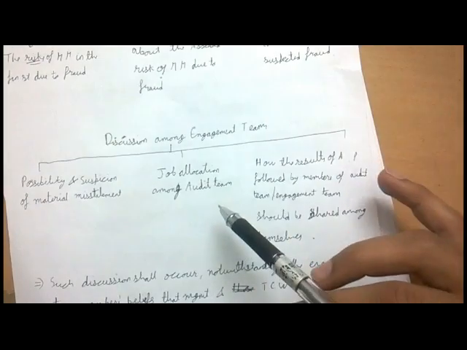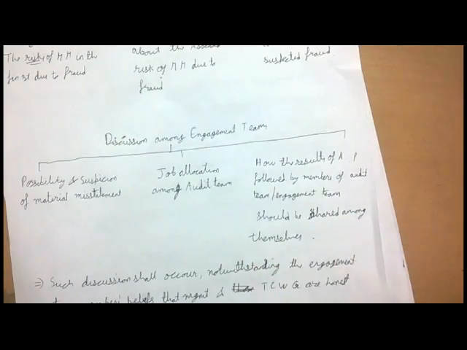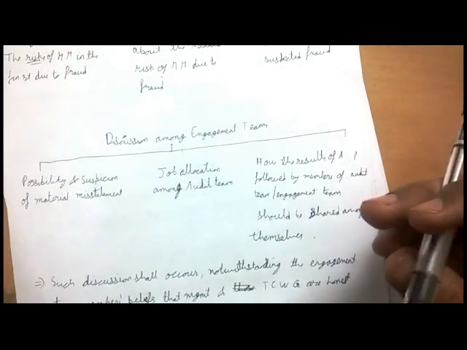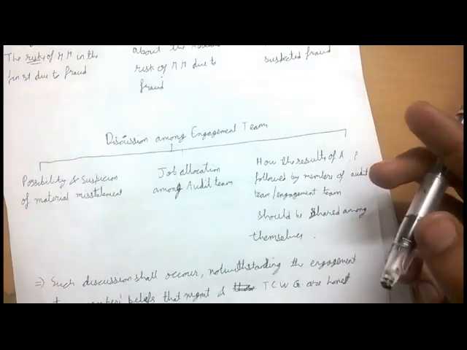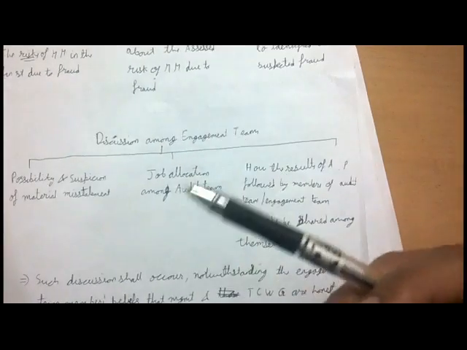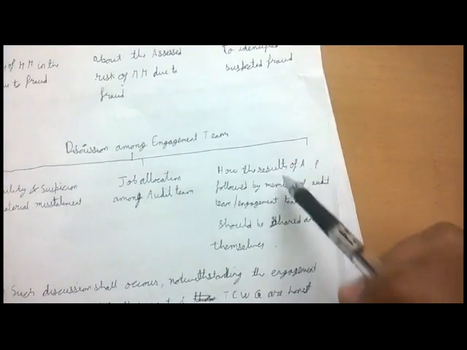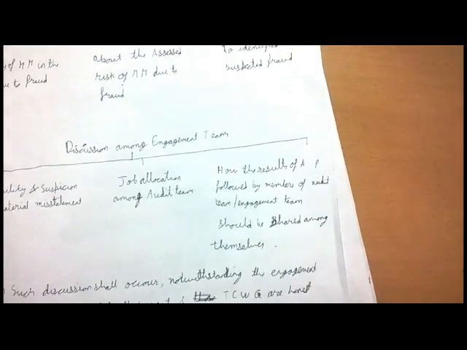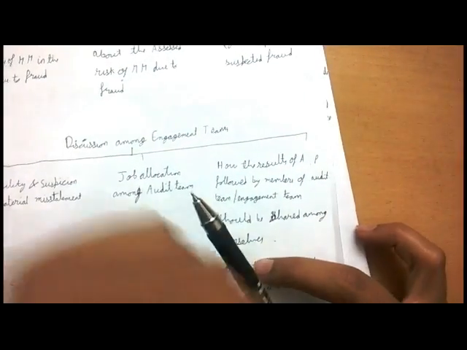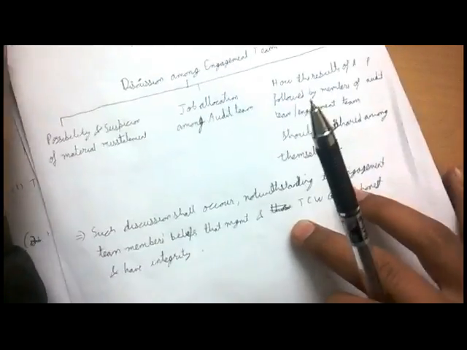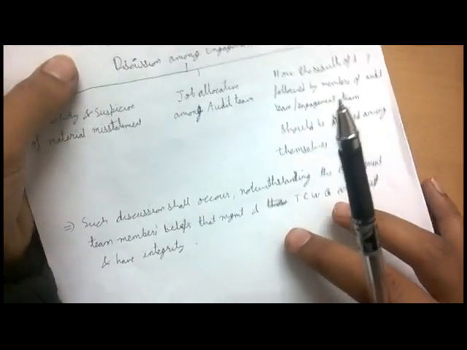Then job allocation among the audit team. As I was telling you, one is taking the sales department, the other one is taking the production department. One has accounts for the month of January to March, the other one is having April to June. So there's a job allocation among them. Then how the results of audit procedures followed by the members of the audit team shall be shared. They are performing different audit procedures, so they would be sharing the results among themselves. So these kinds of discussions take place in the engagement team.